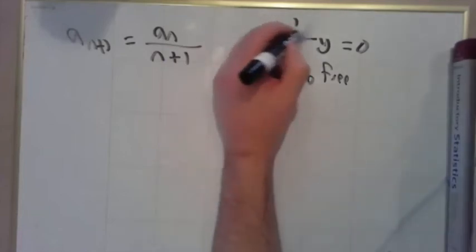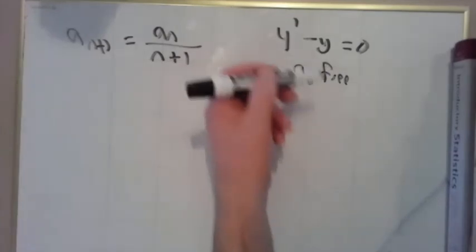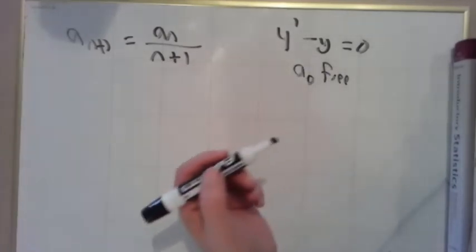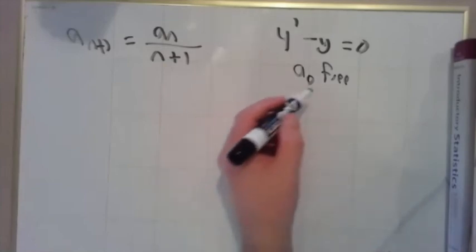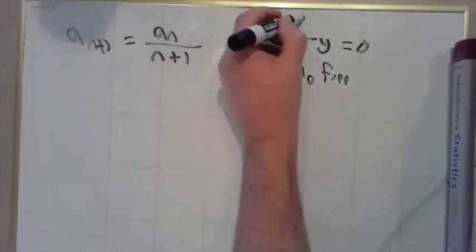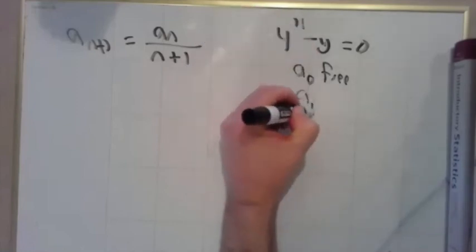If this were fourth order, we would have 4 free. The first 4 would be free. There's no way to determine them. You have to solve an initial value problem to solve them. So first order, we get 1 free. If this were double prime, we would have 2 free.